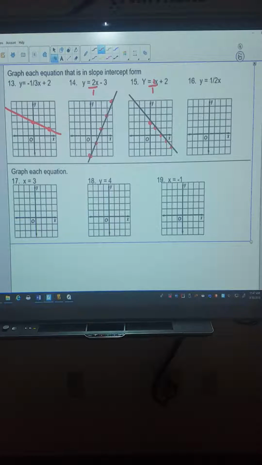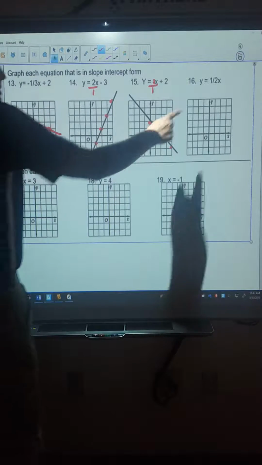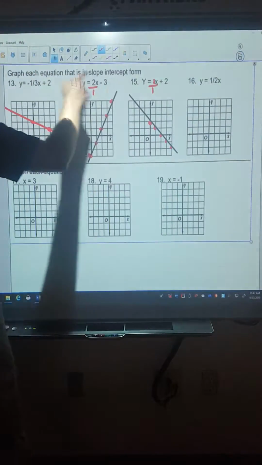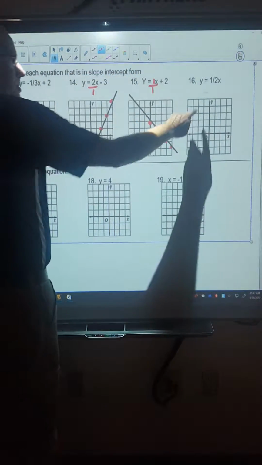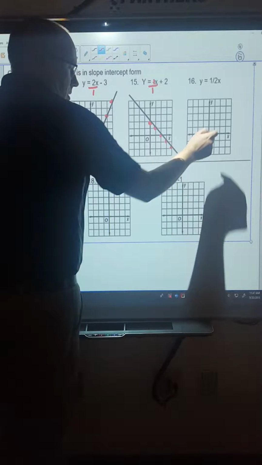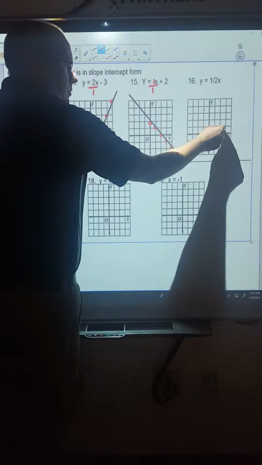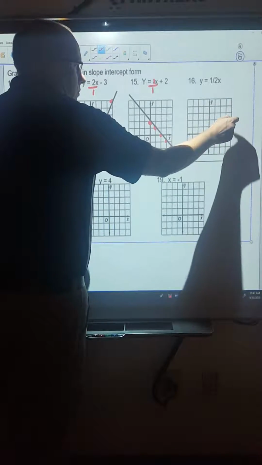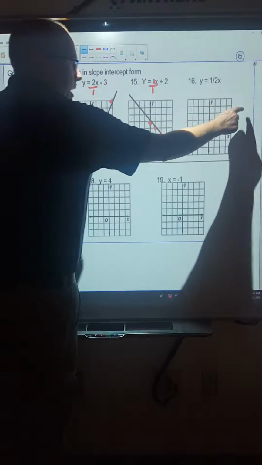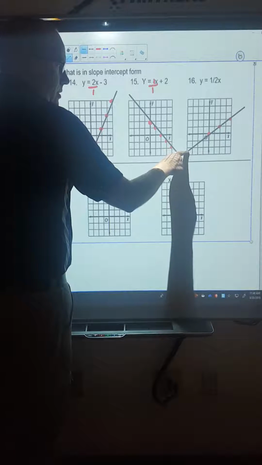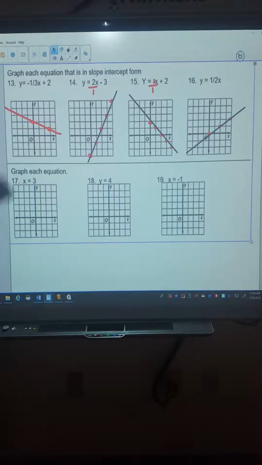And our last one in this row, 1/2 x. Notice there's nothing on the end this time. This one had 2, -3, 2. This one has nothing, which means that we start from 0. The slope 1/2 means we go up 1, across 2. Up 1, across 2. And then once you've got a few points, you can go ahead and join those up with a straight line as well.